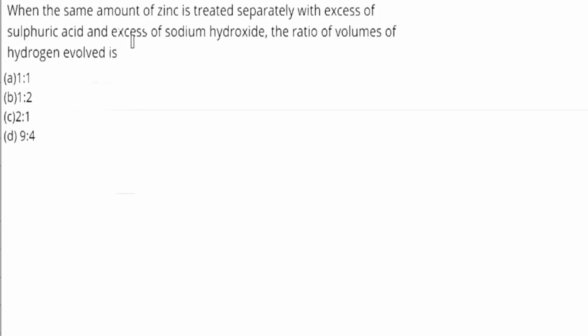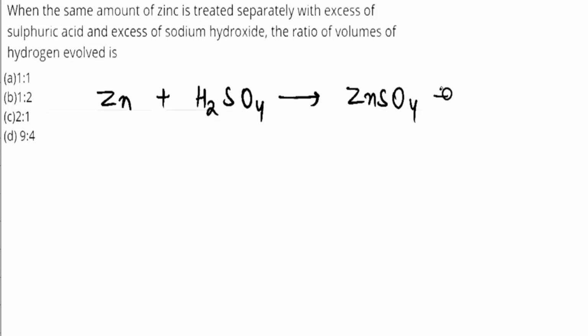Hello everyone, this is our question. Let me explain it to you. When the same amount of zinc is treated separately with excess of sulfuric acid and excess of sodium hydroxide, the ratio of volume of hydrogen evolved is? In this case, we will be watching the reaction. First of all, zinc is treated with excess of sulfuric acid. There is formation of a salt, zinc sulfate, along with the liberation of hydrogen. So we can see that we get 1 volume of hydrogen gas.